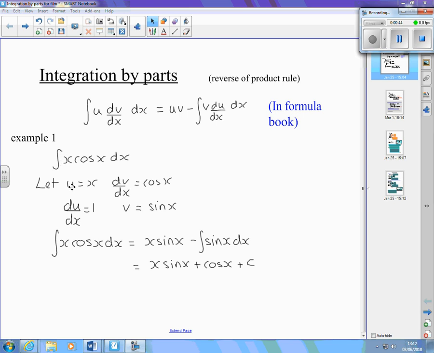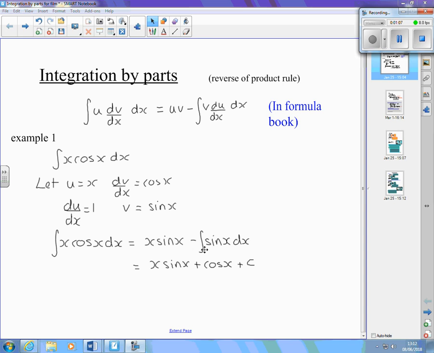So for this one, we'll take u as x, du by dx is 1, and the other factor, dv by dx, is cos x. You know how to integrate that, and it doesn't get any more complicated when you integrate it. If we now put this into the formula, our formula is u times v, x times sine x.